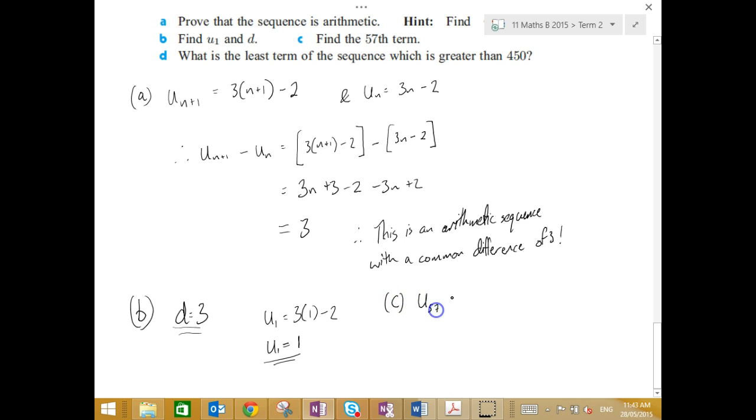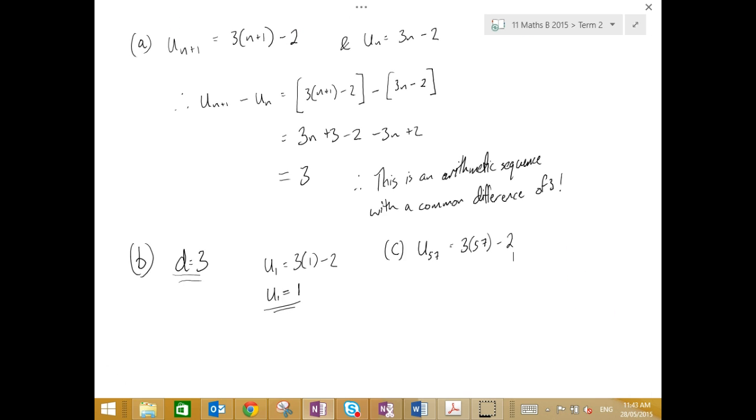Can we find the 57th term? u57. Well, all I'm going to do is stick 57 in where there's an n, aren't I? If I want to find the 57th term, I just let n equal 57 and solve it. 3 by 57 is 150 plus 21 is 171, minus 2, 169.